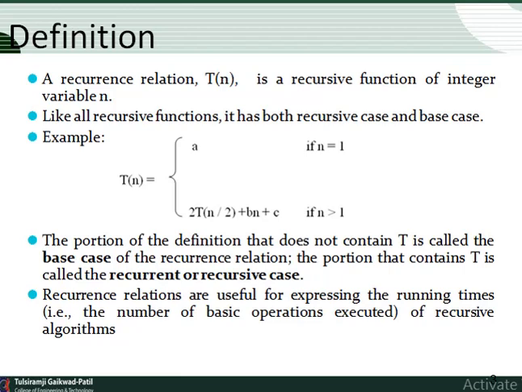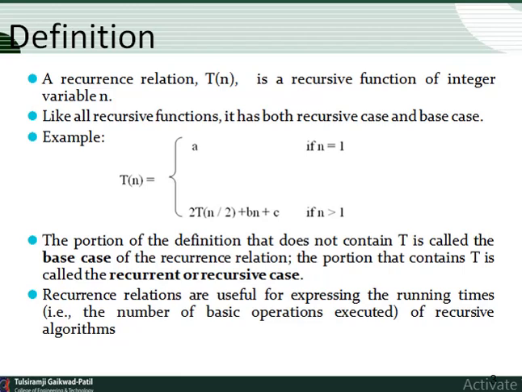If not, it should be 2T(n/2) plus bn plus c if n is greater than 1. For any value greater than 1, the equation should be the recursive function 2T(n/2) plus bn plus c, where c stands for constant. The portion of the definition that does not contain T is called the base case, like the first one, a, which does not have any T. That is the base case of the recurrence relation.